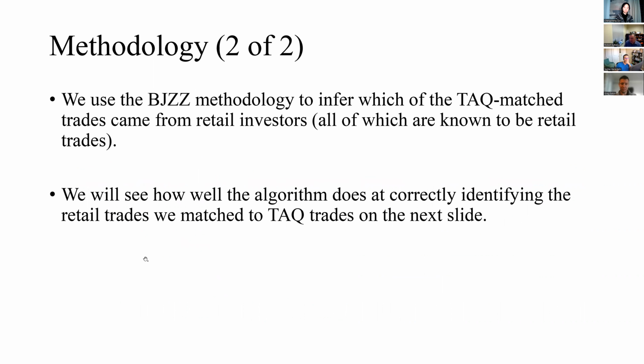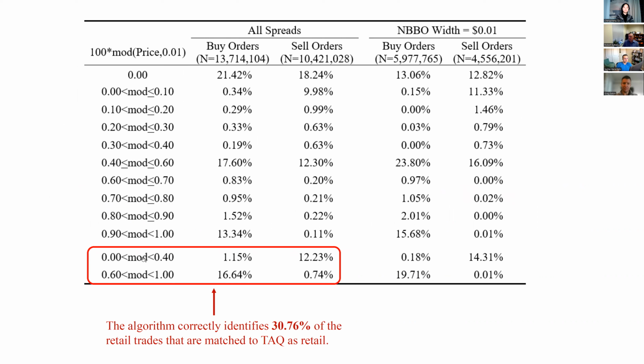We use the Bummer-Jones Zhang method to infer which of the TAC match trades came from retail investors. We'll see how well the algorithm does at correctly identifying retail trades on the next slide. So the second row there, 0.0 to 0.10, that's tenths of a penny. So trade prices that end not on the figure, but with prices 0.0001 to 0.1, right? So this is their description.